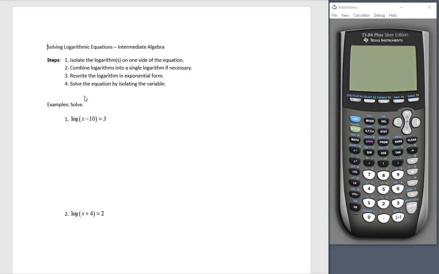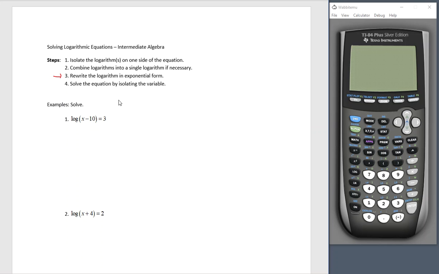Okay, so in order to solve logarithmic equations, four steps, once again. Isolate. Whether you're solving absolute values, exponentials, or using the square root property, we always start by isolating whatever type of function we're looking at on one side of the equation. So we get all the logarithms on one side. Then we'll combine the logarithms into a single logarithm if necessary using our product, quotient, and power rules. And then we'll rewrite in exponential form, solve the equation by isolating the variable. So really, it comes down to this step right here.